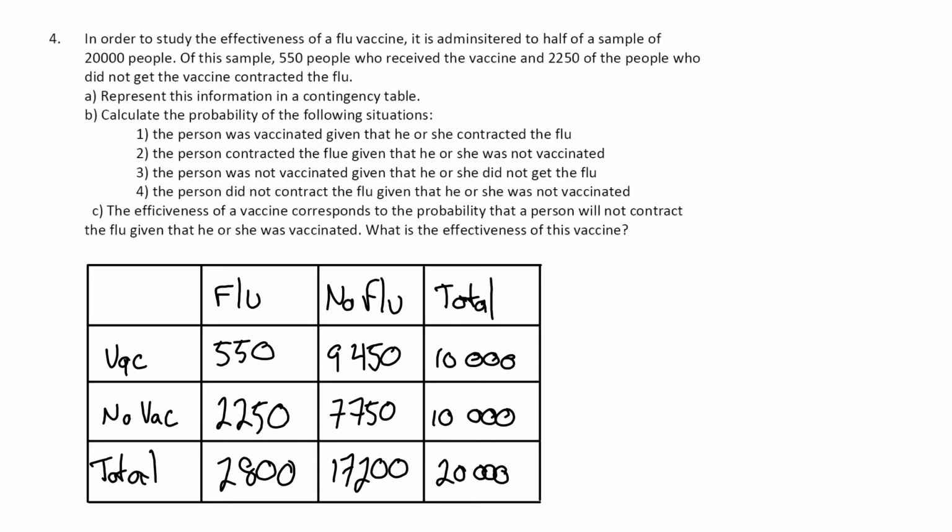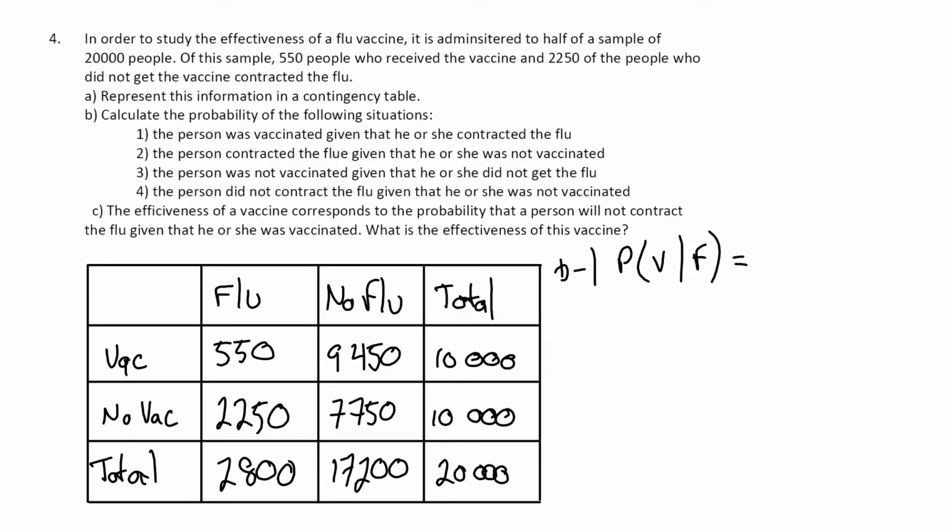Once we've got the table complete, now we can actually do the probabilities. So, part B1, calculate the probability that the person was vaccinated given that he or she contracted the flu. So the probability that they were vaccinated given that they got the flu.